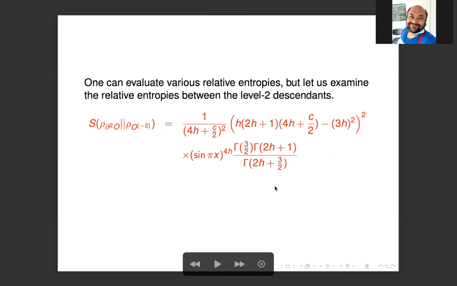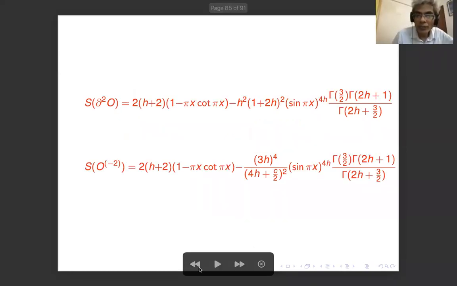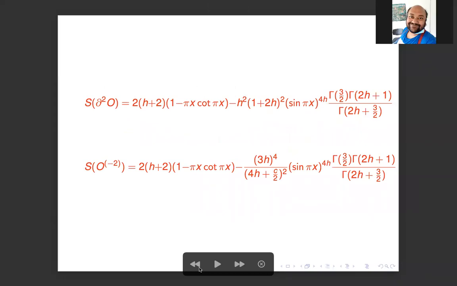Can you go to the previous slide? Yeah. Why this for O minus 2, this kind of term? Is it because of the Schwarzian or something like that?